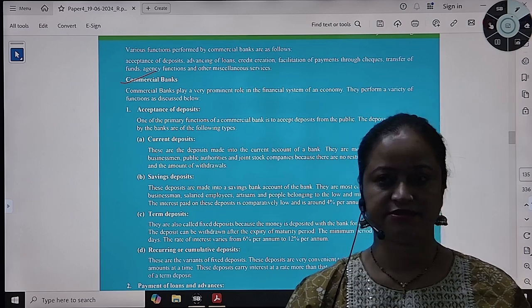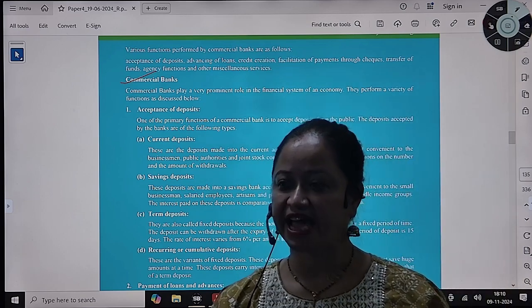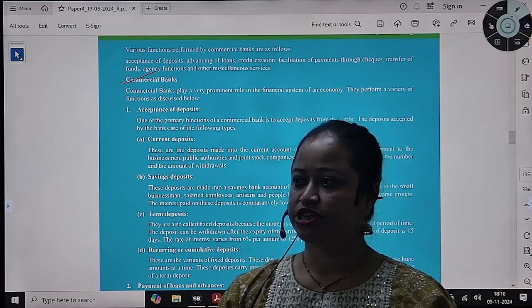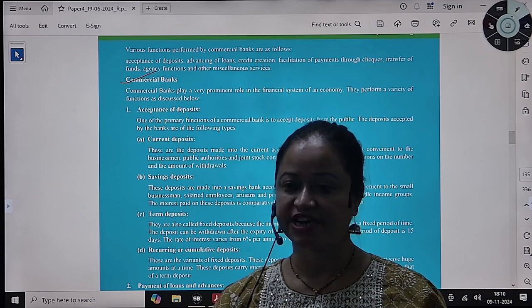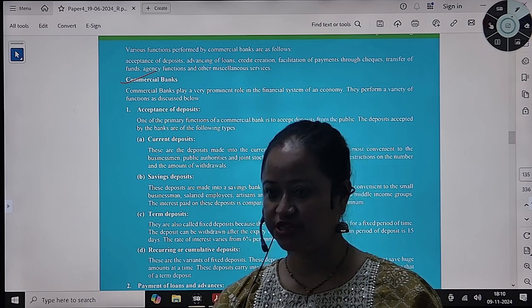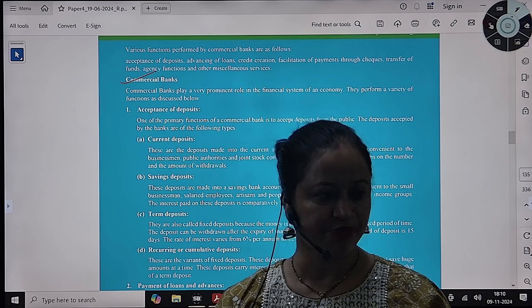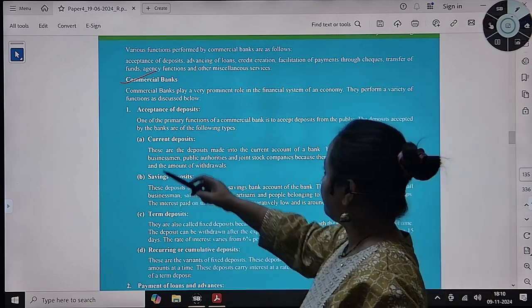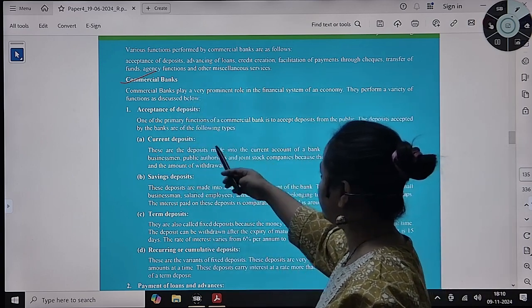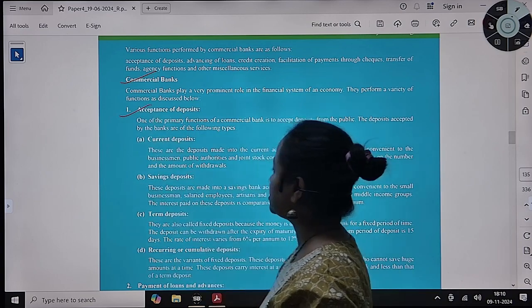It's like, with the help of the bank, children's bill payment and children's school fees, college fees can be paid. Electricity bills, telephone bills, all those can be paid, right? So today we'll see various functions of commercial bank. The first one you can see here is acceptance of deposit.